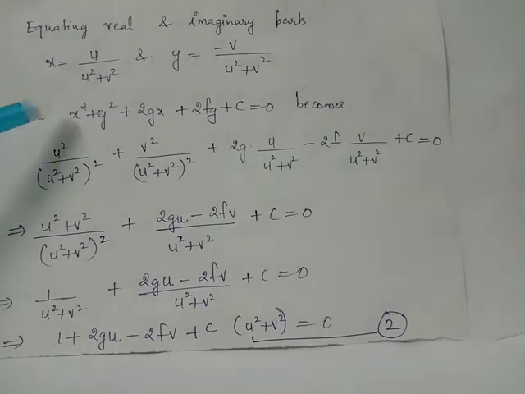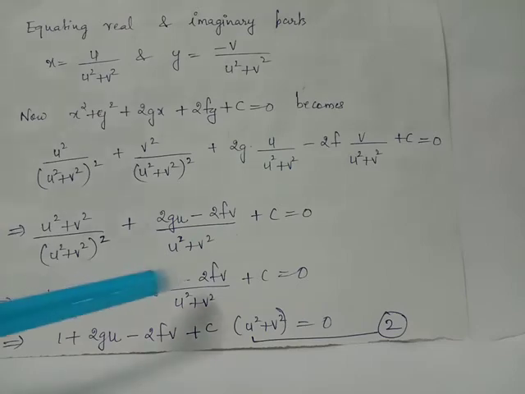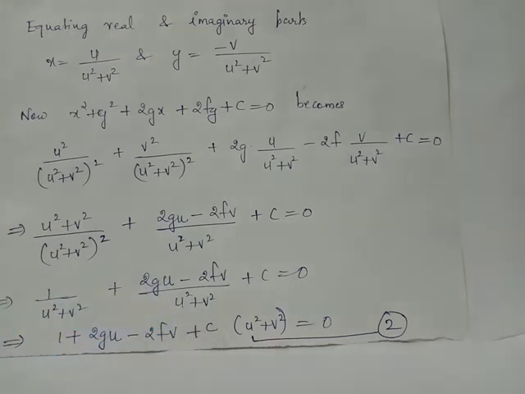Suppose c equals 0 in this equation. It would mean that the circle is passing through the origin, because c is the distance from the origin. If c equals 0, it means that the circle is at 0 distance from the origin, or the circle passes through the origin. If you put c equals 0 here, you obtain the image 1 plus 2gu minus 2fv equals 0, which is of the form ax plus by plus k equals 0, which is the equation of a straight line.